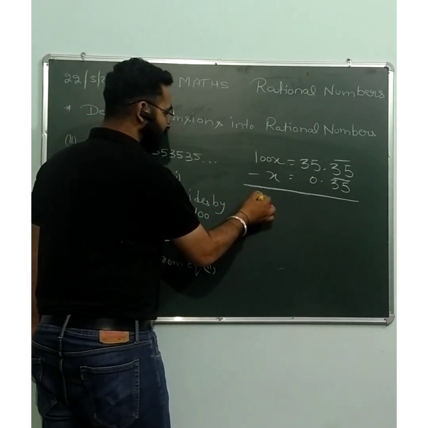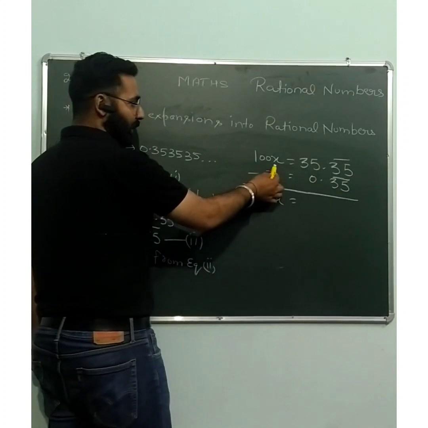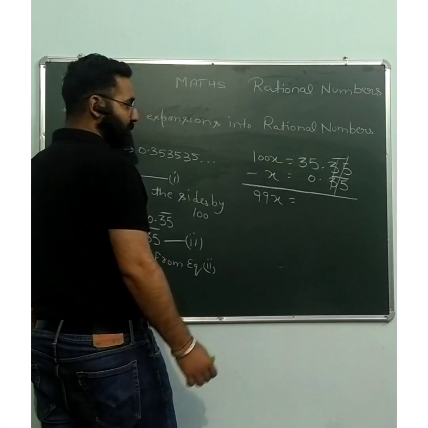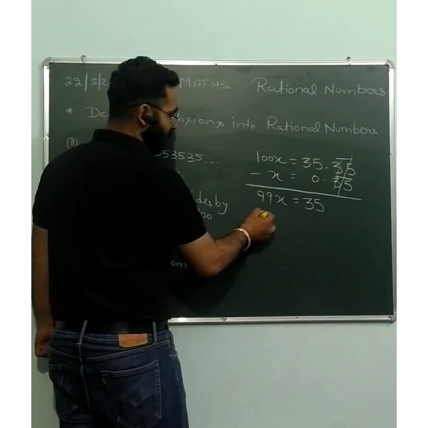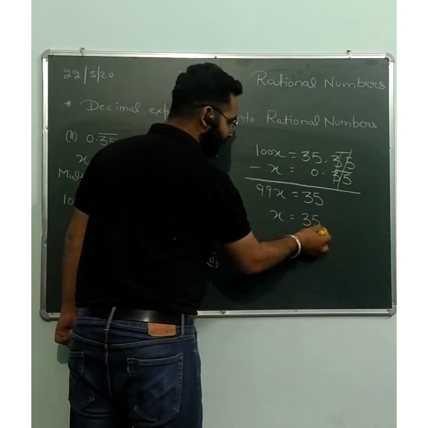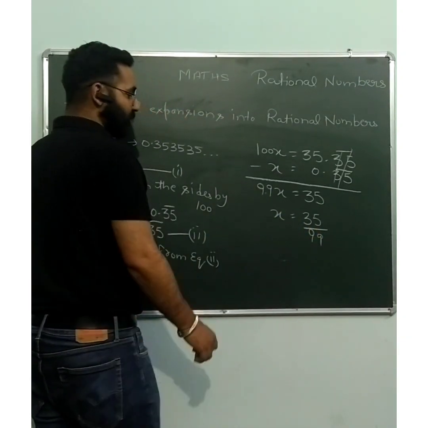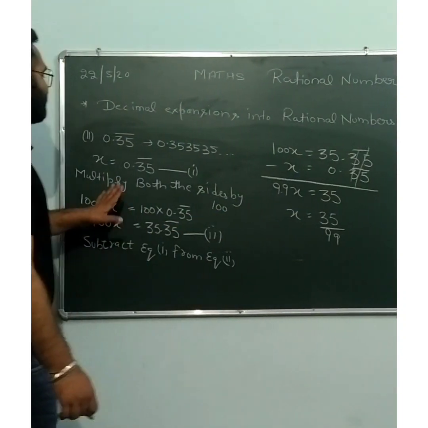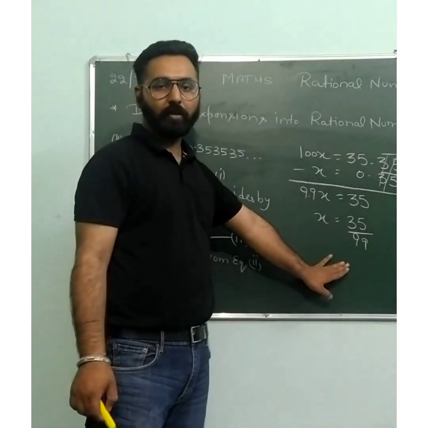Now subtract it. 100x minus x, 99x. Don't write it as 99, 99x will come. 35, 35 will get cancelled, so it will become 35. And 99 is here in multiplication, so the multiplication sign will convert itself into division. So the answer will be 35 upon 99. Or you can say 0.35 bar equals 35 upon 99.